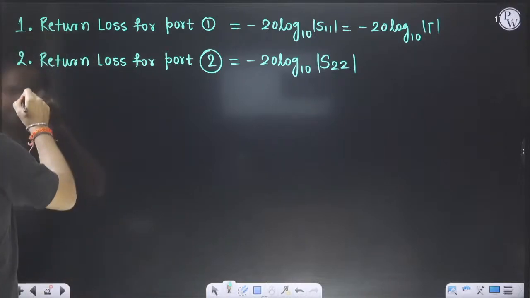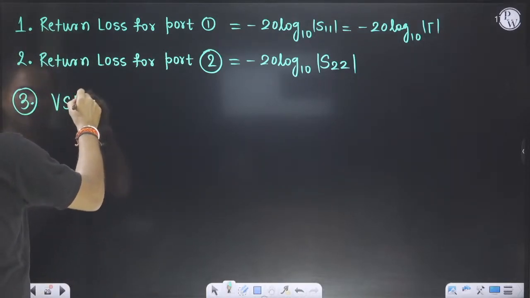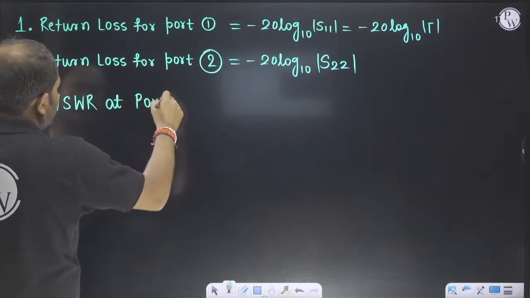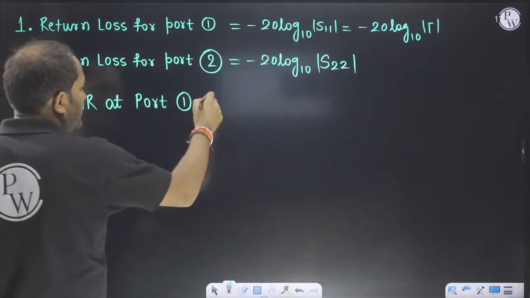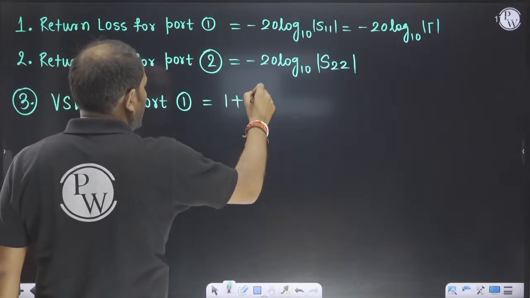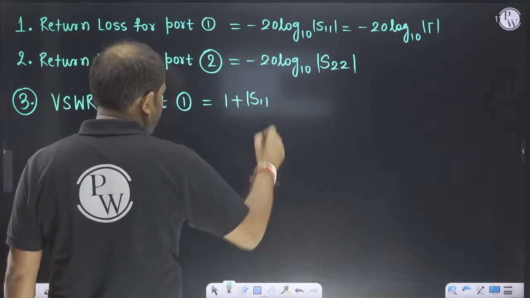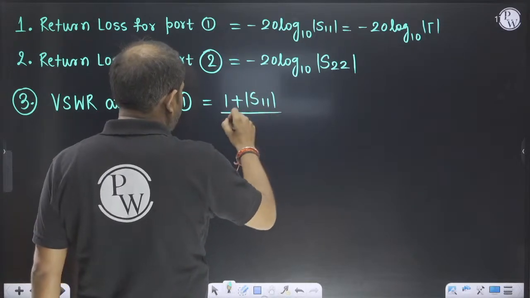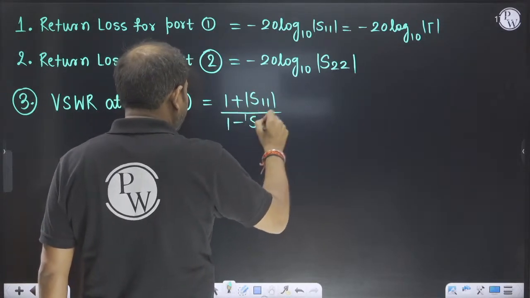Then after that, VSWR at port 1. At port 1, VSWR is equal to 1 plus mod S11 upon 1 minus mod S11.